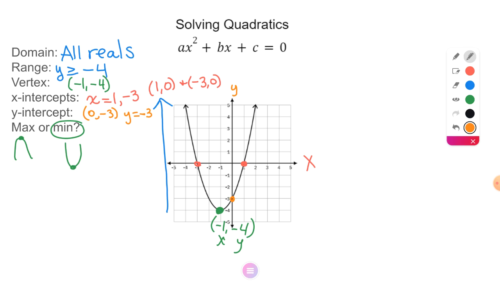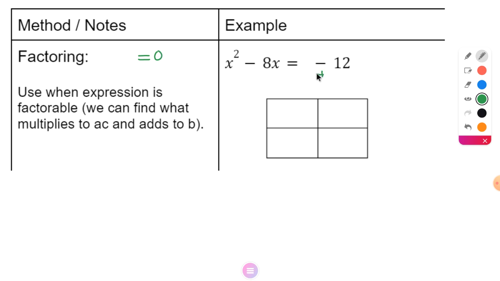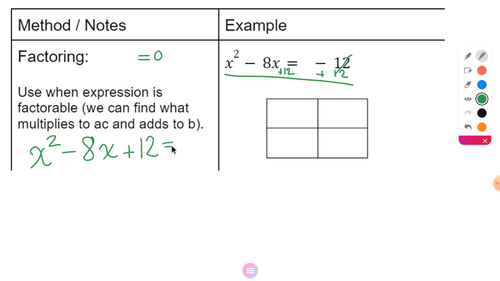All right, open your booklet so you're looking at the back. All right, so if we're solving by factoring, factoring specifically works when we know we can find a pair of numbers that multiplies to AC and adds to B. So the first thing we want to do is make sure it's in standard form. It has to be equal to 0 first. So I'm going to add this 12 to both sides. So that gives me x squared minus 8x plus 12 equals 0.